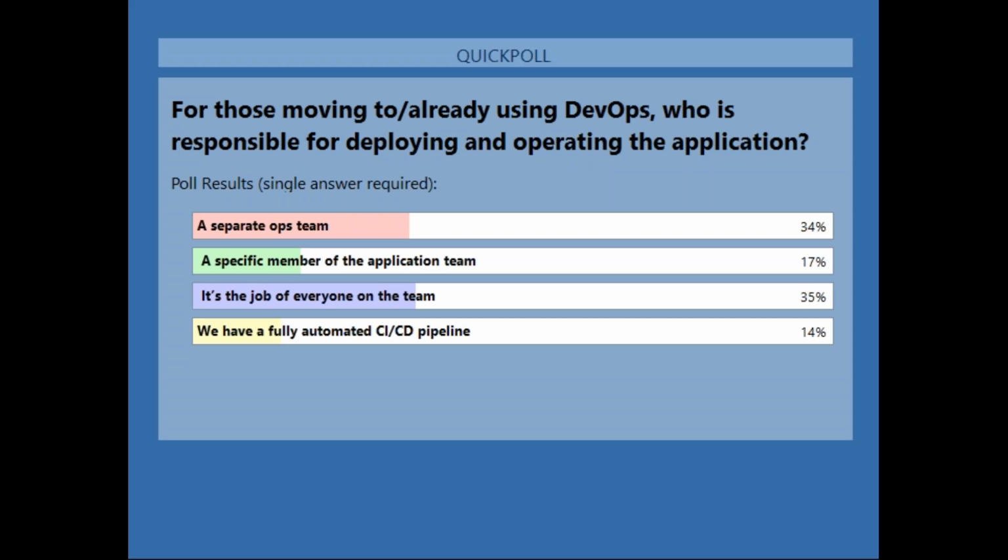Then roughly the same amount, a little bit over 1/3, say it's the job of everyone on the team. It sounds like, okay, we don't have silos. I probably want to dig in and understand what that team is made up of. But it sounds like you want to call it a DevOps or a cross-functional team. It sounds like a cross-functional team.